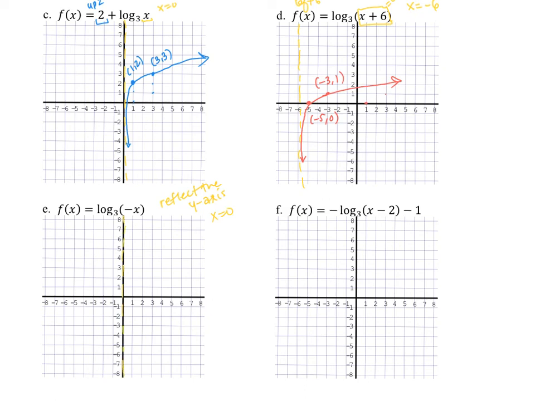Okay, I'm going to consider my easy points. I normally do 1, 0. But I want to reflect the y-axis. So instead of 1, 0, I'm going to put it over here at negative 1, 0. Since this is base 3, 3, 1 is normally a nice point on my graph. If I reflect the y-axis, now it's going to be negative 3, 1. Okay, and that is good enough for a graph.